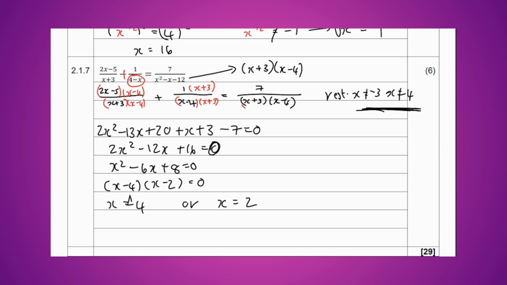It said can't be 4. That would make this undefined. So your answer is x is 2.